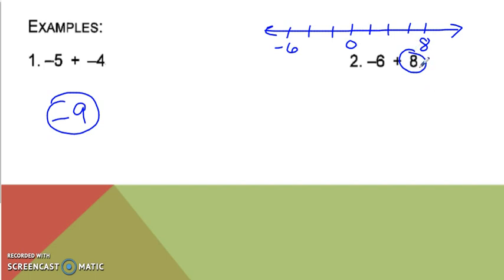We use the sign that will go with 8. 8 is positive, so my answer will be positive. If you want to, you can write a plus sign to remember that, but you don't need it. And since we have different signs, we are simply going to subtract our two numbers. The larger one, or the farther one from 0, goes on top. We have 8 minus 6, so our answer is +2, or you could just write it as 2.